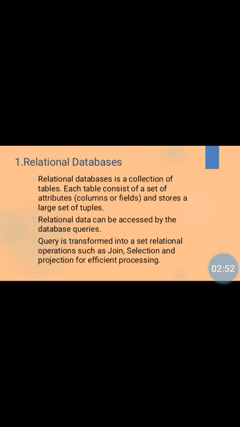Okay, the next is relational data can be accessed by data queries. How can the user interact with the relational data? By using queries. A query is a retrieval of data. A query is transformed into a set of relational operations, such as join, selection, projection, rename, and other operations like set intersection. So these are some efficient operations which can interact with the relational database, otherwise we can say the table. Okay, so this is called a relational database.